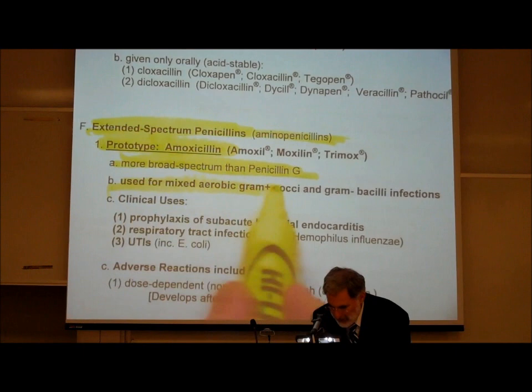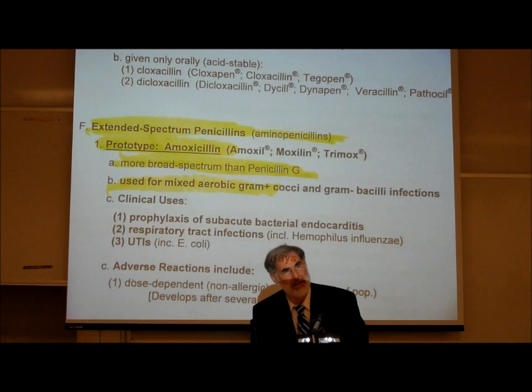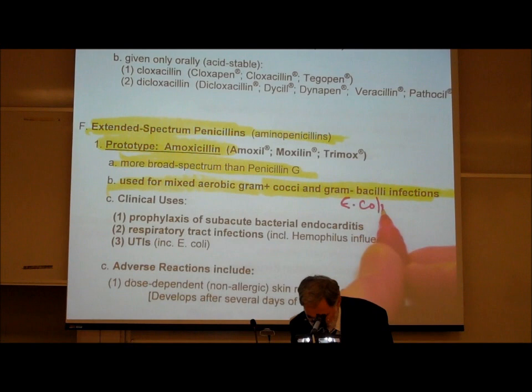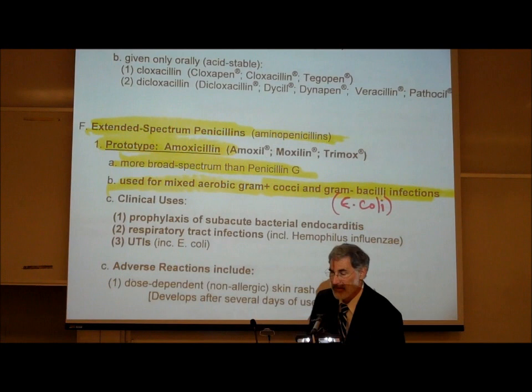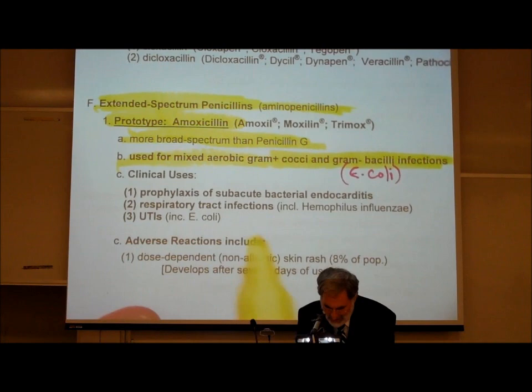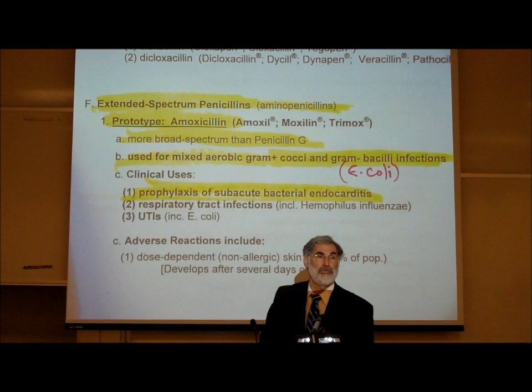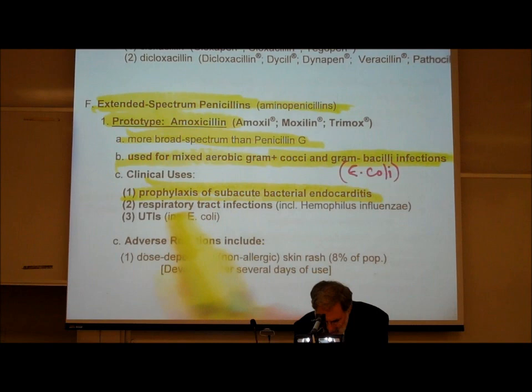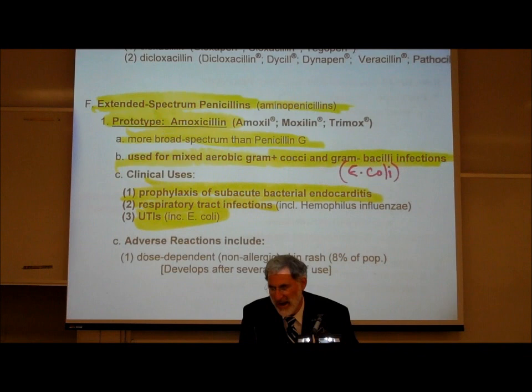It is effective not only against aerobic gram-positive cocci, which includes strep, but it's also effective against aerobic gram-negative bacilli, including E. coli. E. coli is a gram-negative bacillus. So that's what amoxicillin is. Amoxicillin is actually what is now part of the protocol for prophylaxis, when they do prophylaxis for rheumatic heart disease, bacterial endocarditis. They use amoxicillin. It is used for respiratory tract infections. It is commonly given for urinary tract infections because many urinary tract infections are caused by E. coli.